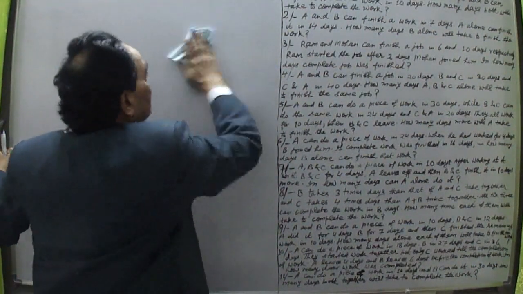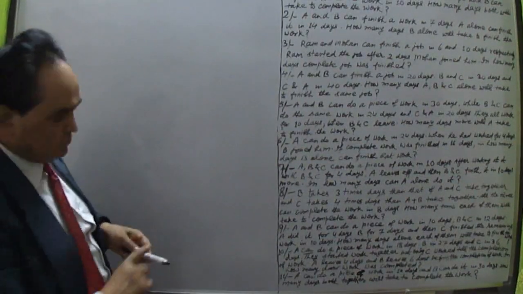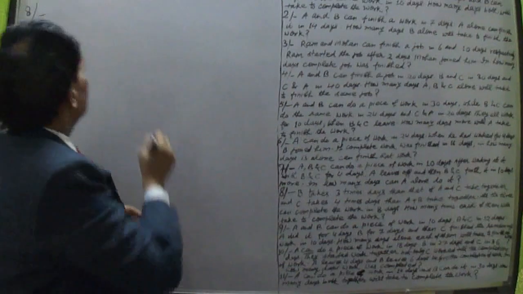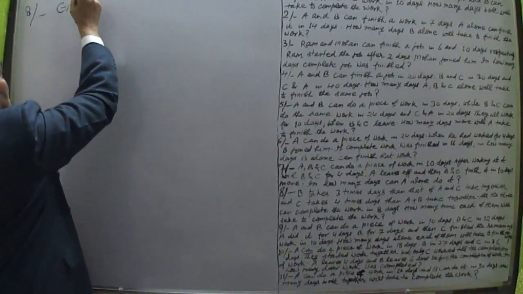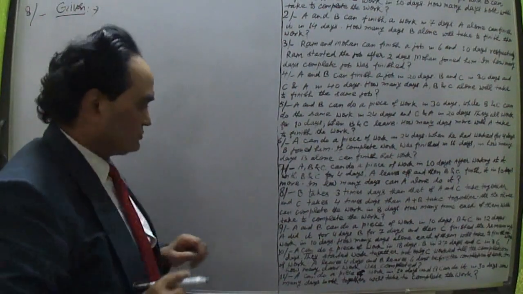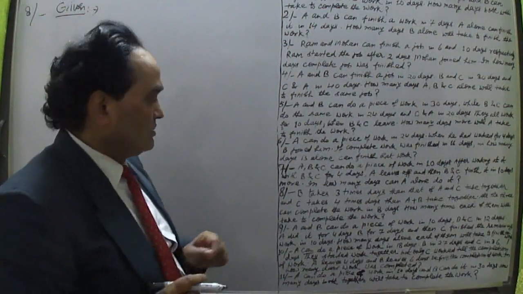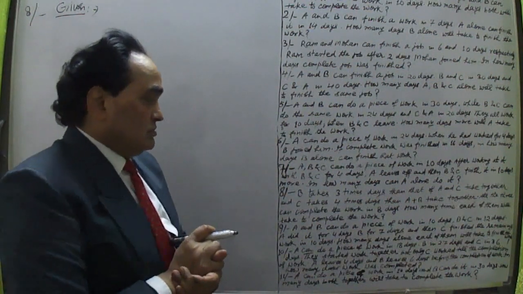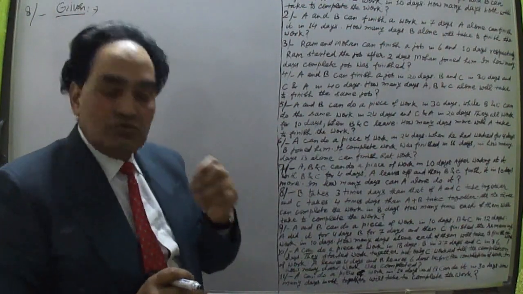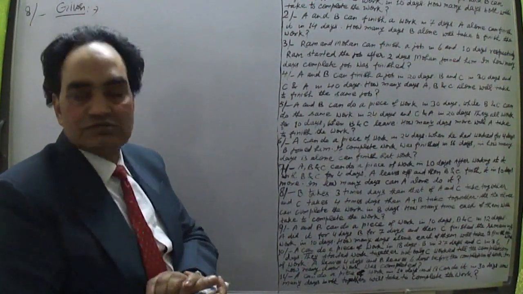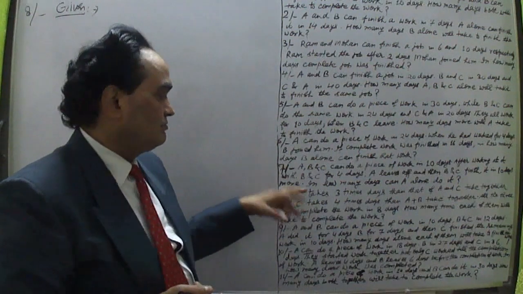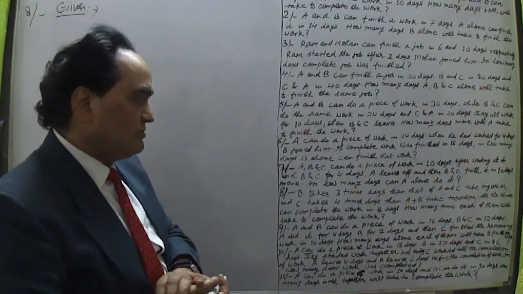Try to understand question number 8, 9, 10 and 11. Four questions are left over. Let us see question number 8 now. What does it say? First let me write here what is given, and then we'll solve the question. It says B takes 3 times the days that A and C take together. That means whatever time A and C take, 3 times of that time is taken by B.